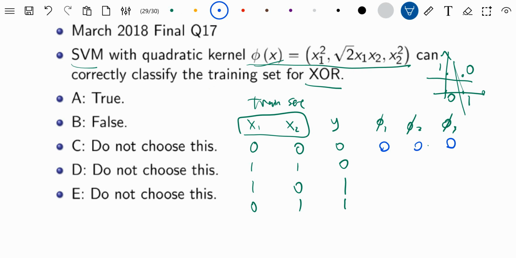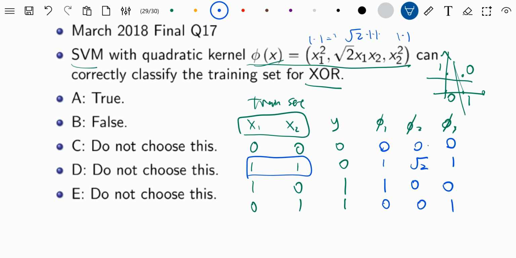So let's do the other ones quickly. This one is 1, this one is square root 2, and this one is 1. Basically substituting 1 and 1 in here, 1 times 1 is 1, square root 2 times 1 times 1 is square root 2, and this again is 1 times 1. The other ones are 1, 0, 0, and 0, 0, 1.